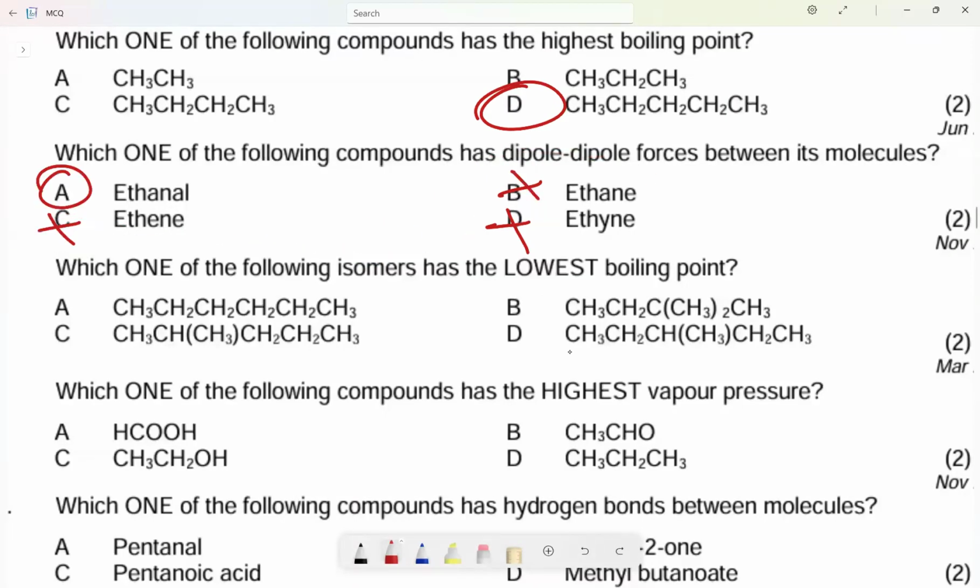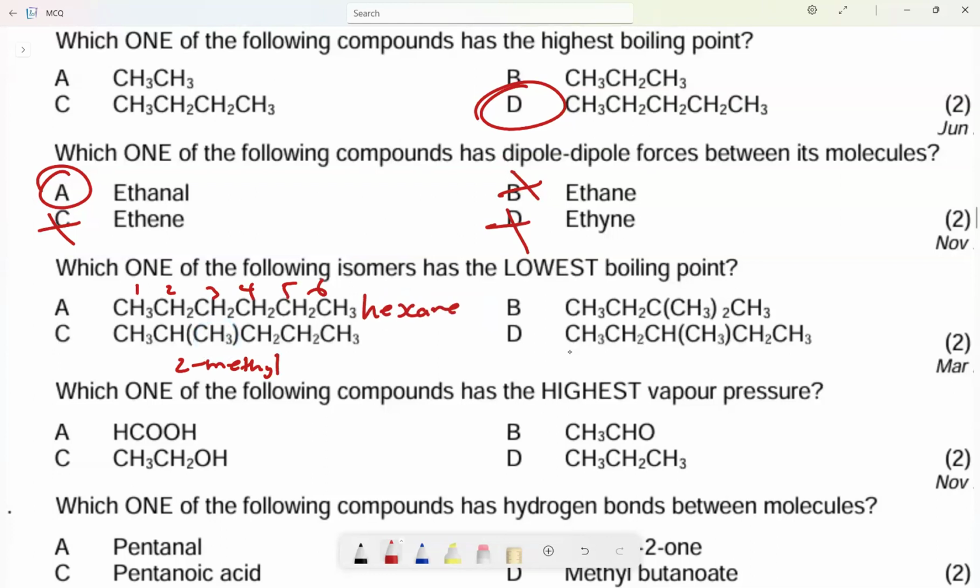Which one of the following isomers has the lowest boiling point? The one that has the lowest boiling point is the one that has more branches. So when I check this one, it is 1, 2, 3, 4, 5, 6. This one is hexane. This one is 1, 2, 3, 4, 5, so it is 2-methyl. I'm saying ethane, hexane, I'm sorry. This one has a branch on carbon number 2.